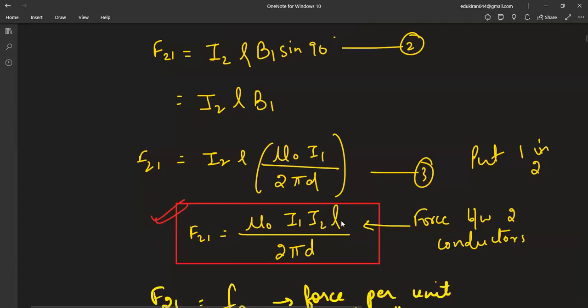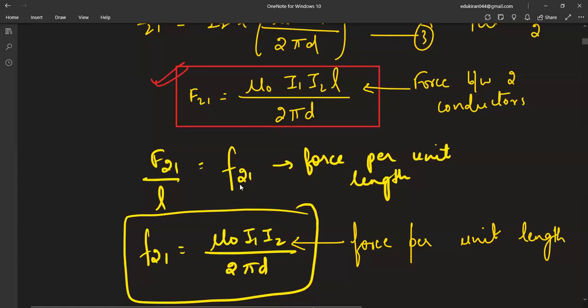Just in case, if we have length divided over here, that is force per unit length. For that, we use the symbol small f, which specifies that this is force per unit length. In that case, just bring the L over to the denominator side. You obtain the formula mu naught I1 I2 by 2 pi D.